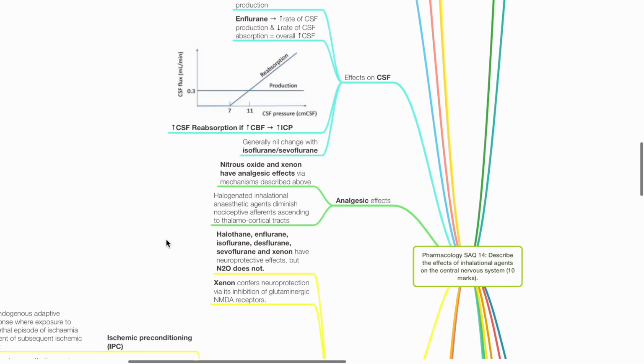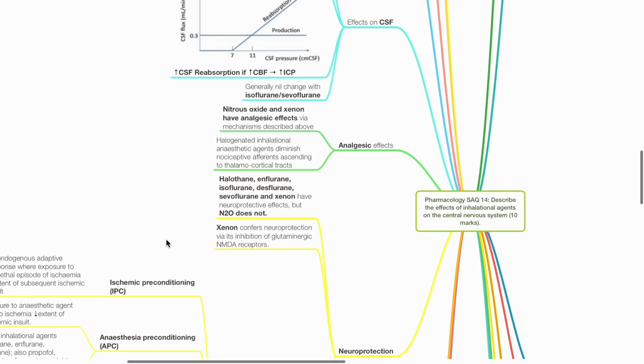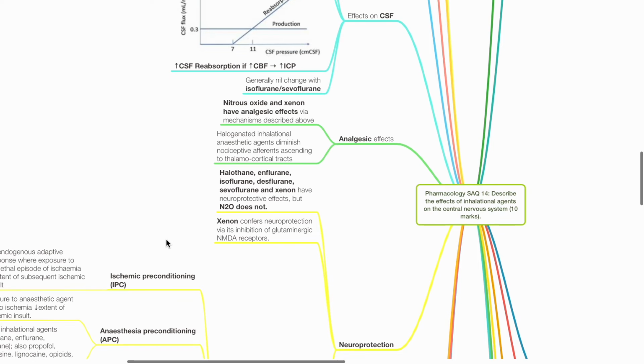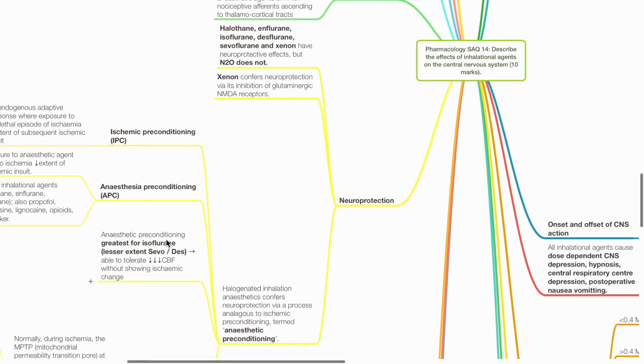Analgesic effects. Nitrous oxide and xenon have analgesic effects via mechanisms described previously. Halogenated inhalational anesthetics diminish nociceptive efferents ascending to thalamocortical tracts. Neuroprotection. Halothane, enflurane, isoflurane, desflurane, sevoflurane, and xenon have neuroprotective effects, but nitrous oxide does not. Xenon confers neuroprotection by its inhibition of glutamatergic NMDA receptors.